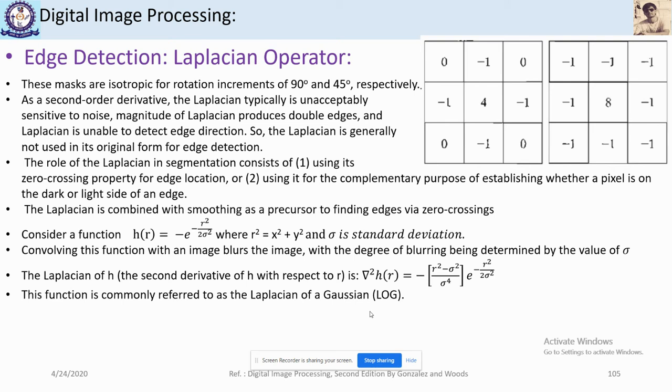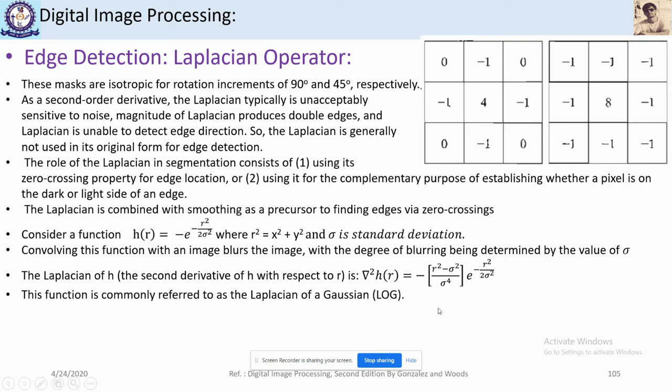Now why it is called Laplacian of Gaussian is, this function is a Gaussian function. If you remember the Gaussian function, it is e raised to the power minus r square by 2 sigma square. So this is a Gaussian function, and we take the Laplacian of this Gaussian. So this function, del square h, is called Laplacian of Gaussian.